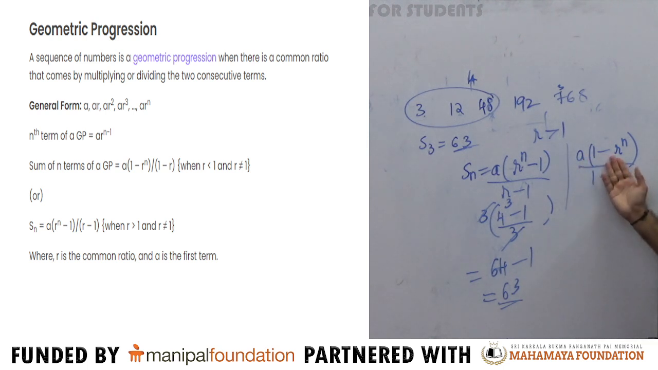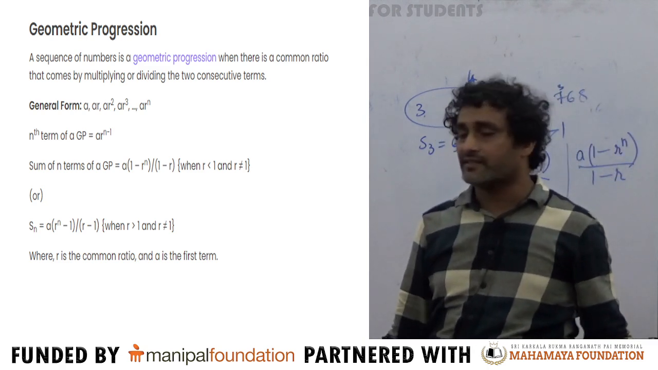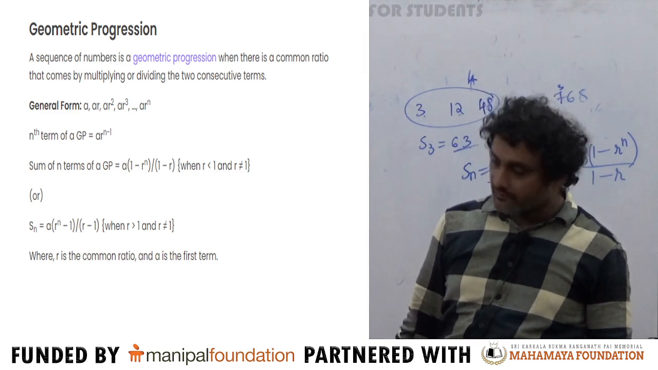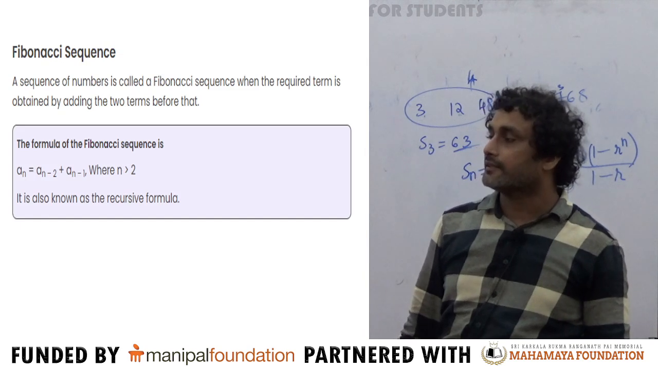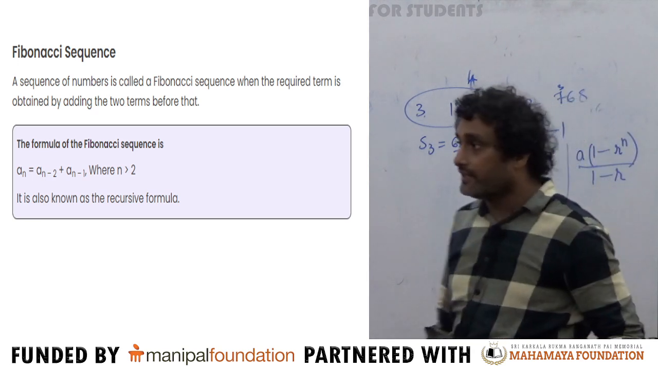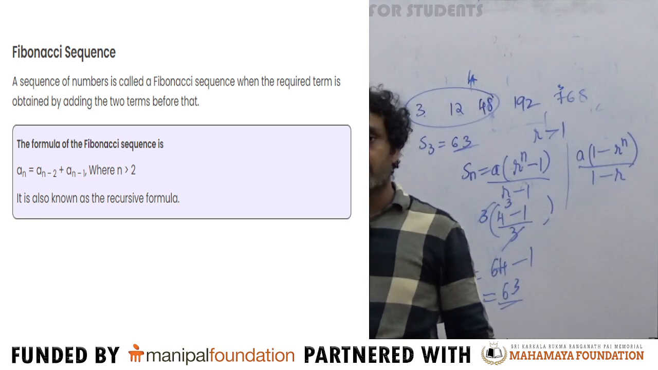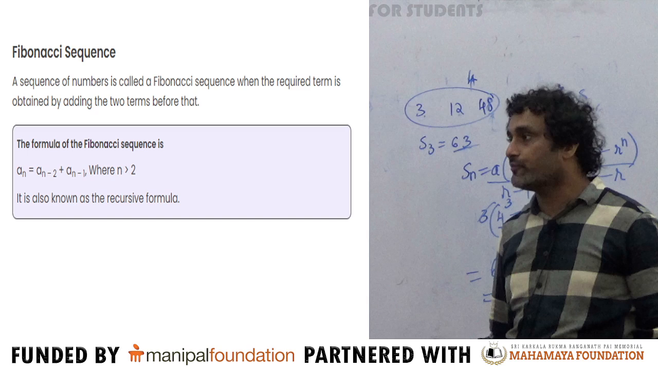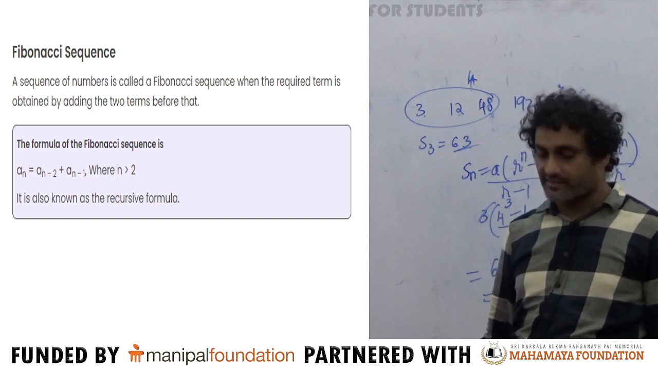And when R is less than 1, use this formula. Just interchange. Nothing will happen. Still, it makes your work easy if you do that. And Fibonacci series is what I explained to you, right? If you want the nth term, you have to add the previous 2 terms. Correct, right? Only then you will get the Fibonacci series.